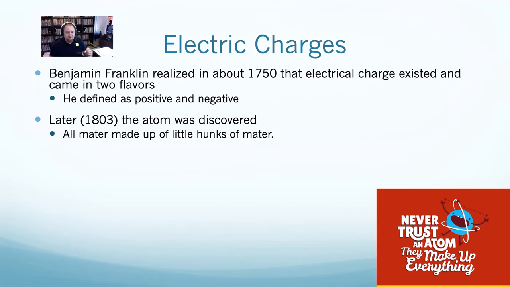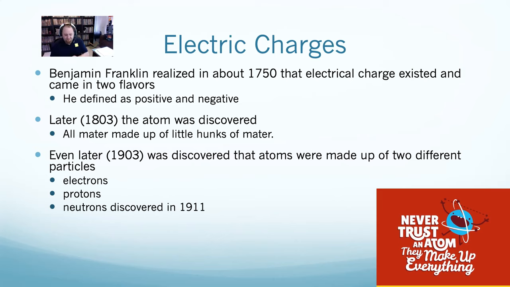A little bit later, about 50 years later, the atom was discovered. And people realized that all matter is made up of little chunks of metal. And much later, about 100 years after that, people realized that the atom is made up of two different particles, the electron and the proton, and later on also the neutron. We're going to do this in more detail in a few chapters. And people realized that everything, all matter, is made up of these atoms. And these atoms that make up all matter are just electrons, protons, and neutrons.